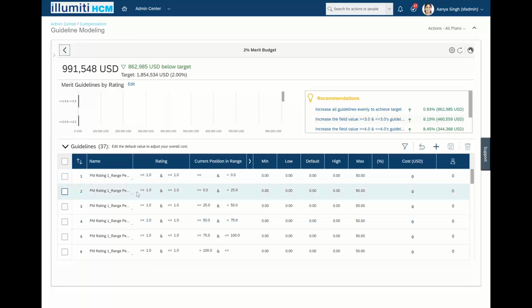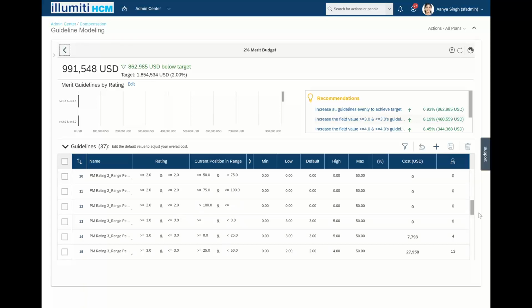So in this case, she's saying what happens when someone has a particular rating on the performance side, what happens when they're inside their salary range or outside of their salary range, and to what extent, what some of the minimum and high and maximum components should be, percentages, costs. In this case, she's working in US dollars.